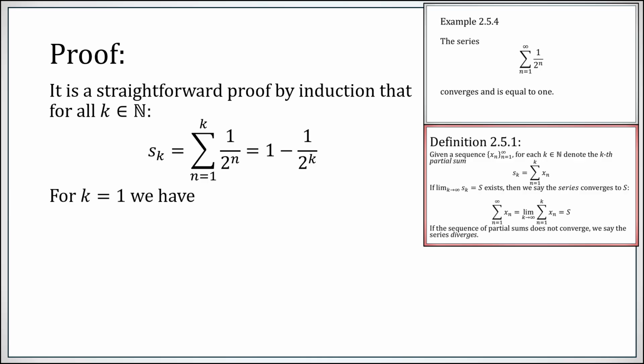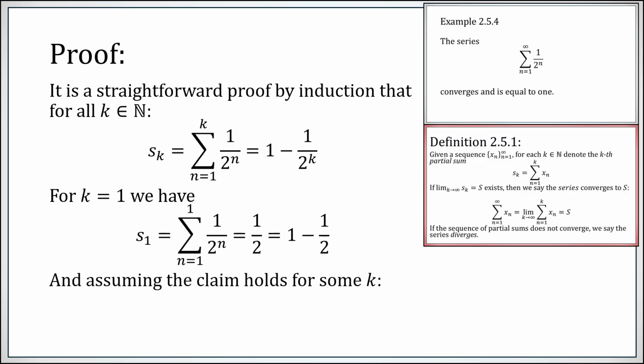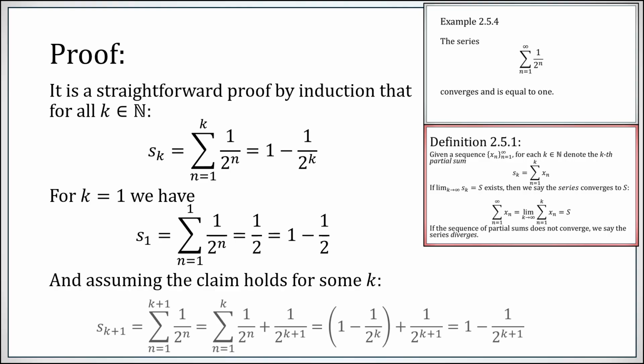Now for k equals 1, we have a pretty straightforward partial sum. There's a single term. It just consists of 1 over 2 to the n when n equals 1. That's a half, which is in fact 1 minus 1 over 2 to the first. So our claim that s sub k is 1 minus 1 over 2 to the k does in fact hold when k is equal to 1.